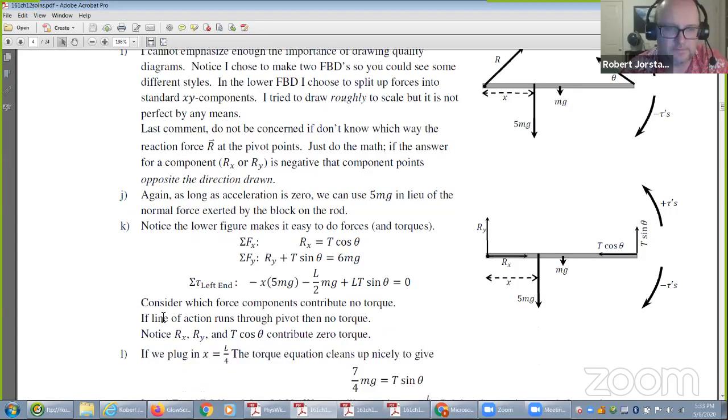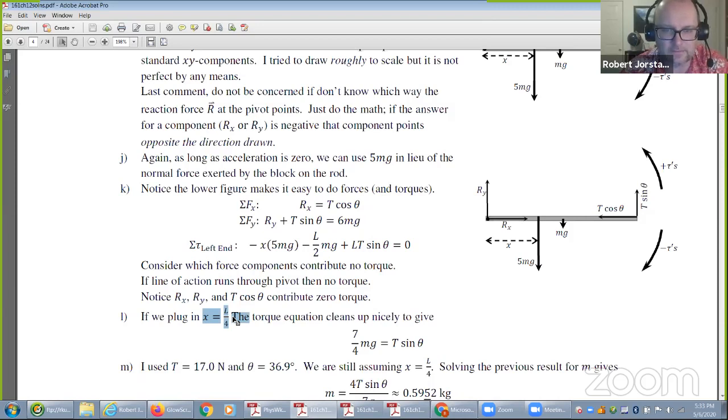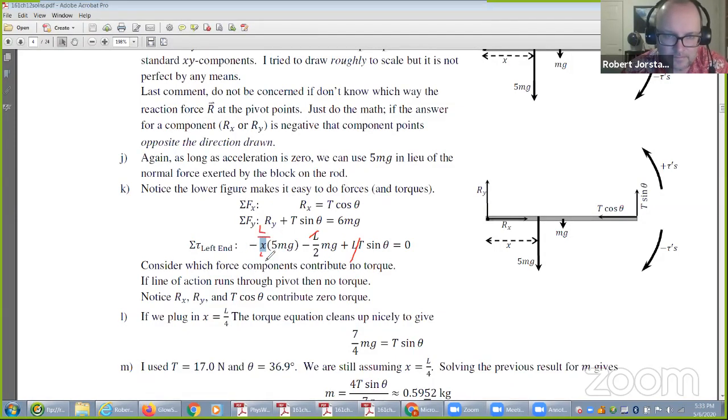Now, this is part D. So if we plug in X equals L over 4, notice what happens to the math. The length drops out. And so we get 5/4 plus a half, which is 2/4. Then these two are both negative, so what I did is I brought those to the other side, and then I flipped the sides here.